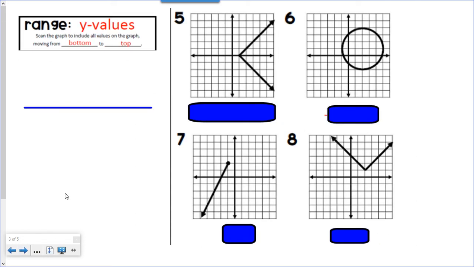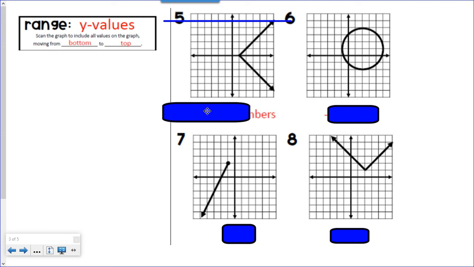All right, now we're going to write the range of a continuous graph, so we'll be looking at the y values, and we'll scan the graph to include all the values on the graph, moving from the bottom to the top. So we'll start at the bottom and move to the top. So on our first example here, here's the lowest value it appears, but again, we see there's an arrow, so that's going to continue decreasing to -infinity. Our highest point here, but it has an arrow, so it's going to continue to increase to infinity.